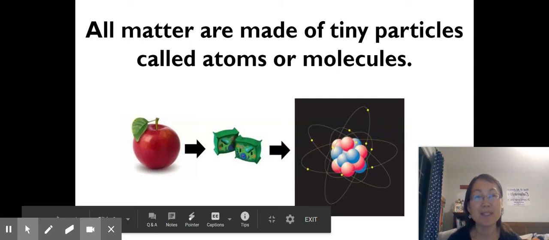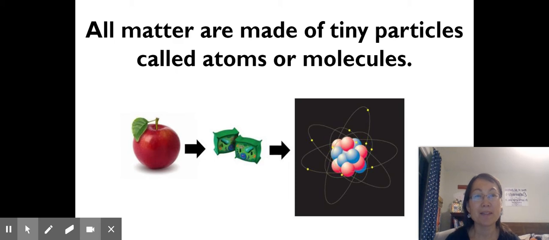Hi everyone, we're going to learn about states of matter in terms of molecules and atoms. All matter, everything in the world, is made of mass and takes up space. If we zoom into any matter, we see tiny particles that we call atoms or molecules. Atoms are the single ones, and molecules are a few atoms connected together.